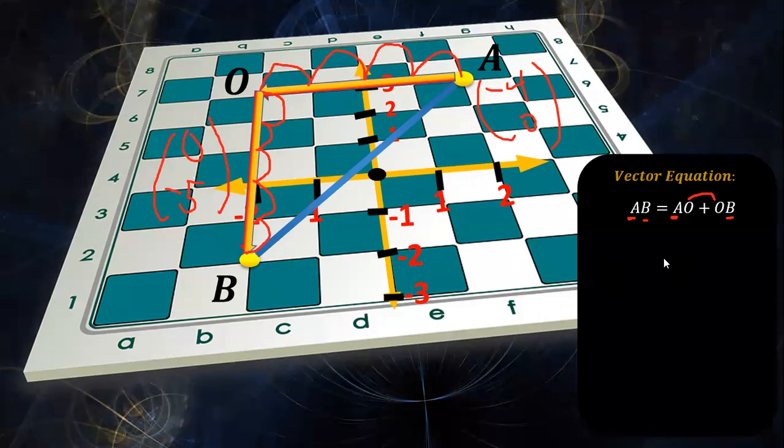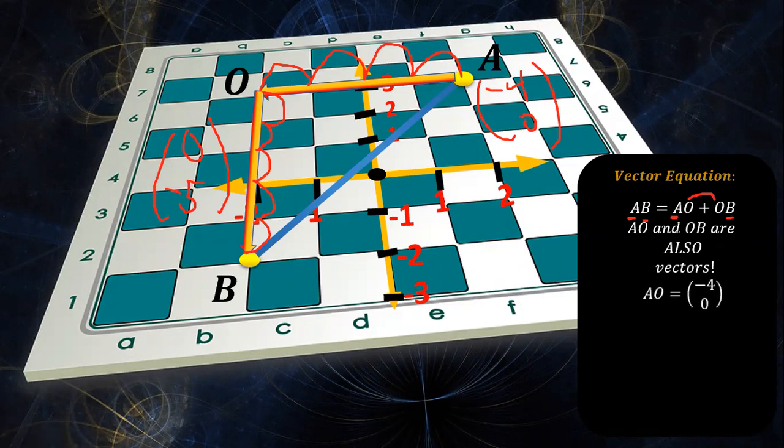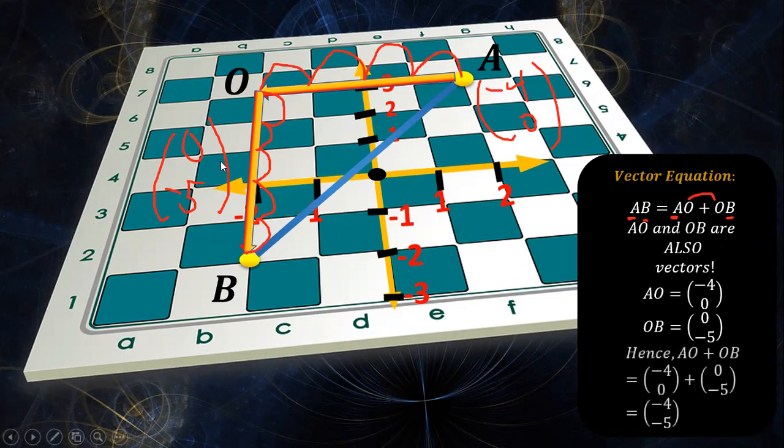Let's put it here. AO and OB are also vectors, right? Don't forget that they are also vectors besides just AB being a vector. So if AO is -4, 0, which is what we just got, and OB is 0, -5, which is what we also just got, then AO plus OB is -4, 0 plus 0, -5, which gives me -4, -5. Any questions there?